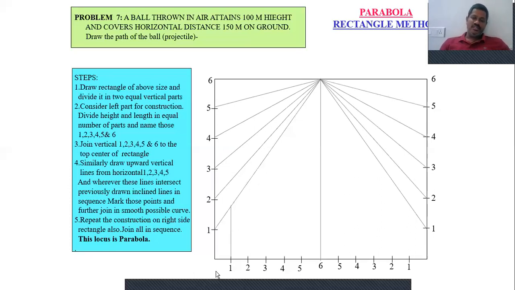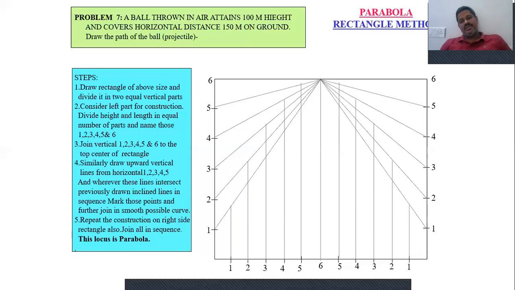Then project these horizontal line divisions vertically upwards, and this division 1 is going to intersect the first inclined line at this location, then second, third, up to the third line, fourth up to the fourth line, fifth up to the fifth line. Then repeat this step on the other side of the rectangle. Now we have obtained the different points to get a curve. Let us see what we will get in the next animation.